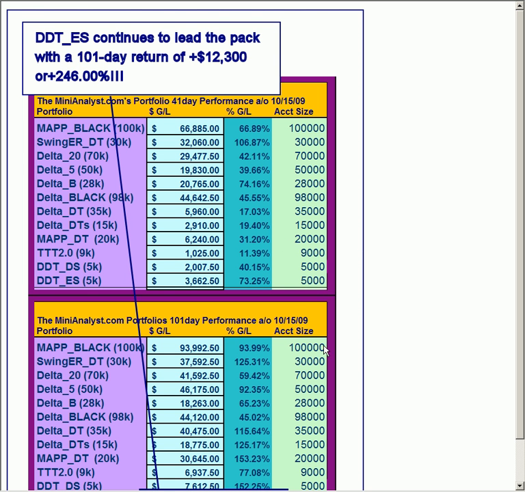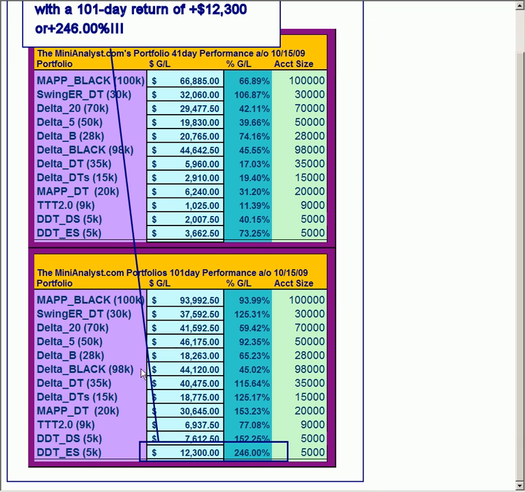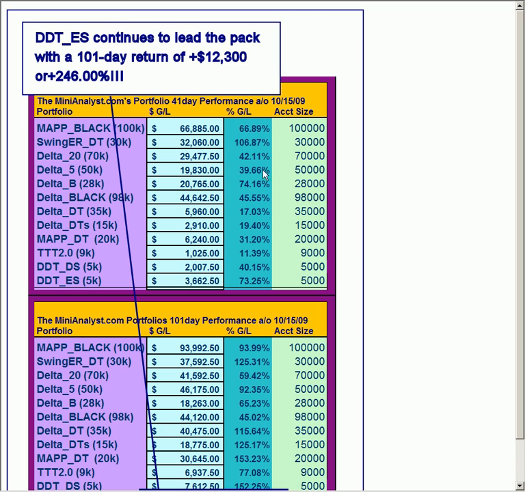As of yesterday, 10/15, the dual day trader ES continues to lead the pack in terms of performance on a 101-day return of $12,300 or 246%. As you can see right there, really outpacing all of our other portfolios. The dual day trader DS is actually coming in third behind the MapDT, the venerable $20,000 MapDT at 153% over the last 101 days. Over the last 41 days, the Swinger DT is outpacing everyone with a triple-digit gain of 107%. And the Delta B actually at 75%, so that's kind of interesting.